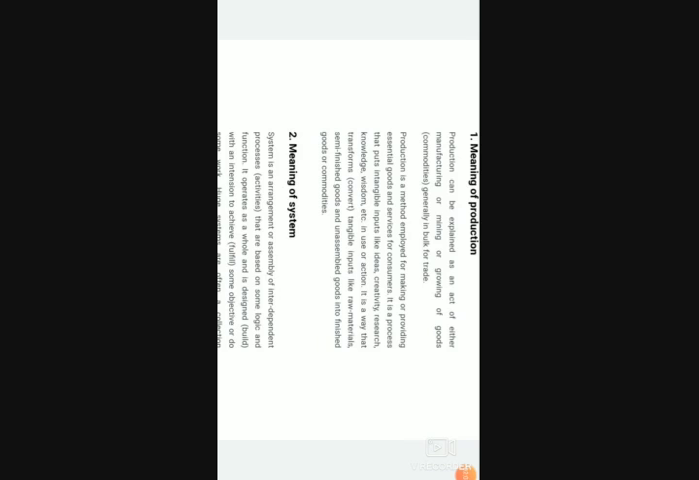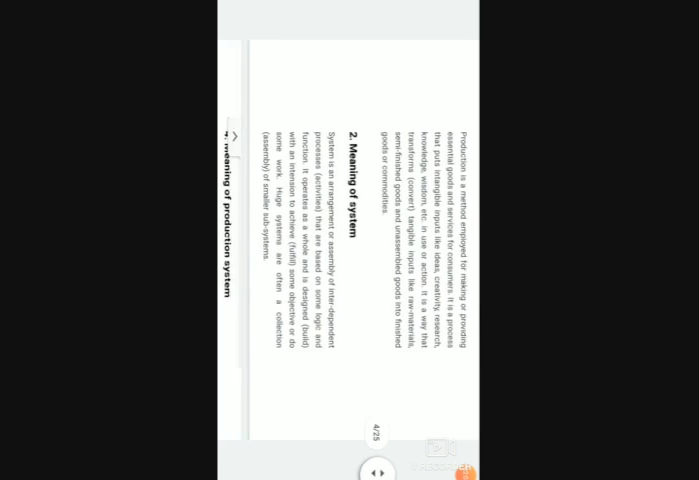Now, again comes the meaning of production. Production can be explained as an act of either manufacturing or mining or growing of goods, generally in bulk for trade. You already know what a system is, and I have already defined the production system. From there you can define the system as an arrangement or assembly of interdependent processes that are based on some logic and function.